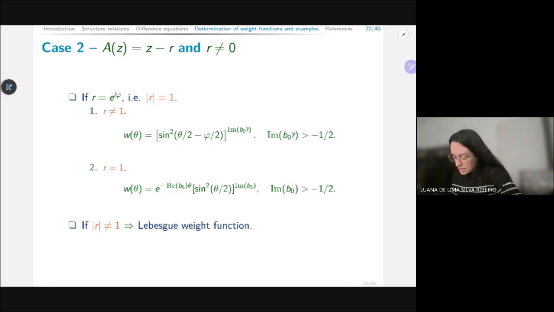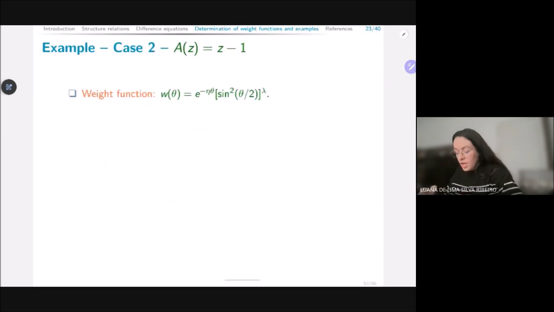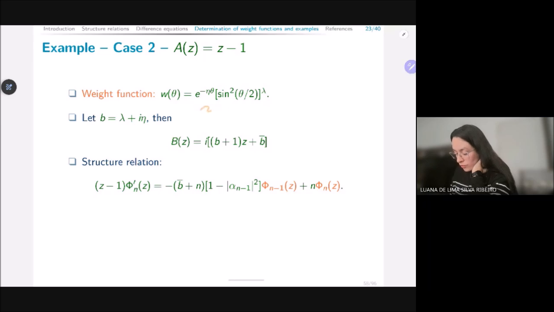Okay, so let's take a look at this example here that has sine and exponential. I just recall the parameters here, lambda and eta, because this is the wave function that appeared in the work of Sri Ranga in 2010. So for this wave function, with this A and this B satisfying the Pearson-type equation, the structure relation will be in this form.